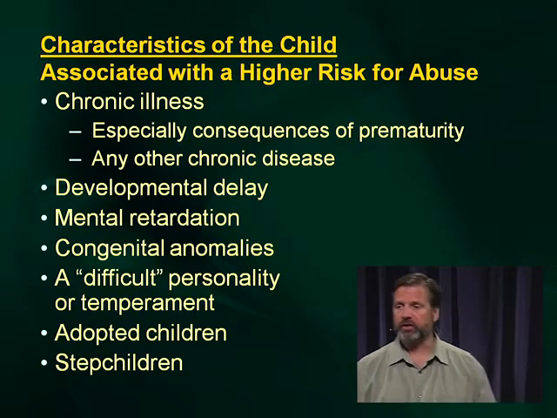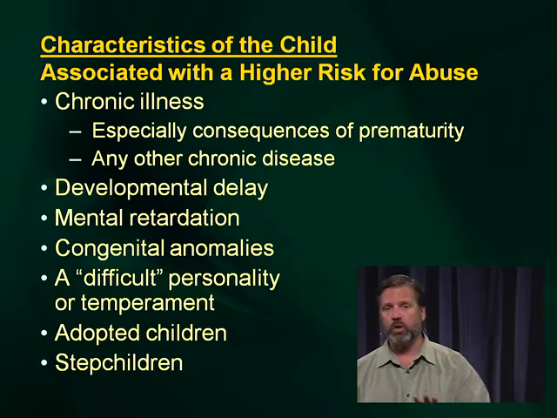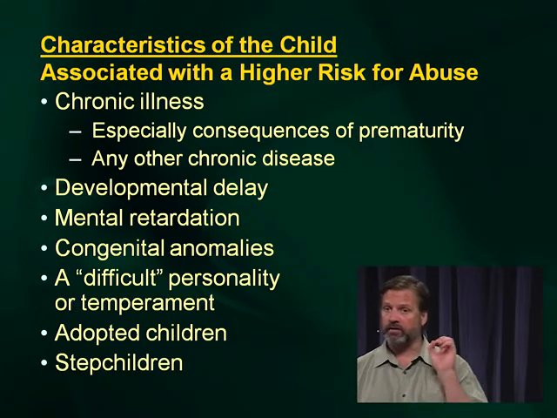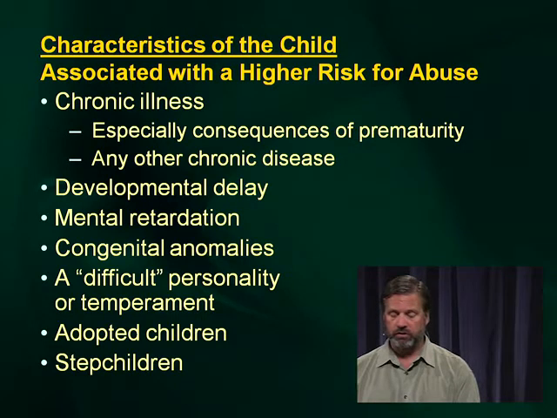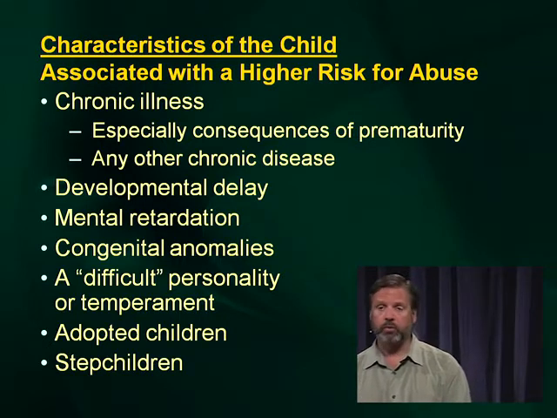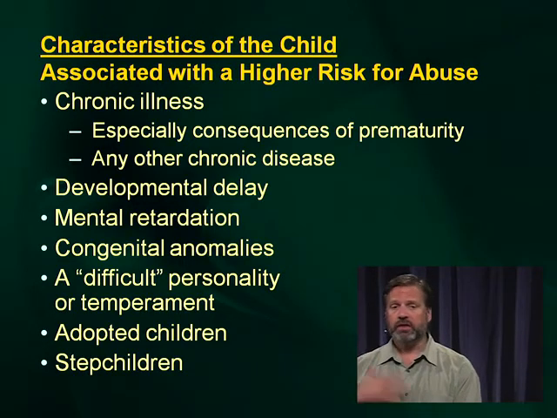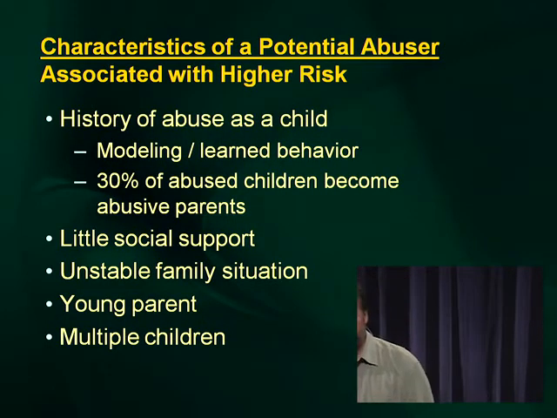First, for the child, it's known that certain children are at higher risk for abuse. It's important for you to know how to recognize that so that your antennae can be perked up, in particular in situations where these kids are at higher risk. So any chronic illness, developmental delay, a child with mental retardation, a child with congenital anomalies, what's thought of as a difficult personality. We all know that there are kids out there that are just tough. They're hard. They're more difficult personalities. Those kids are at higher risk. Adopted children and stepchildren are also at higher risk.